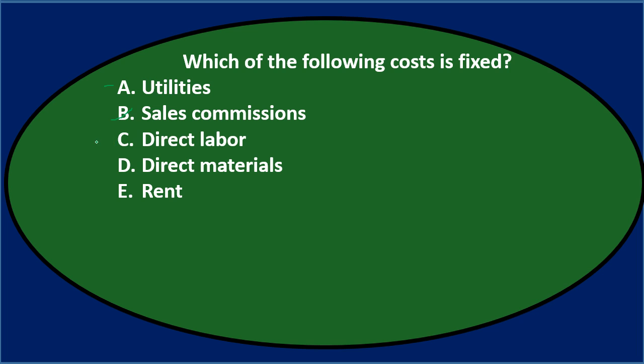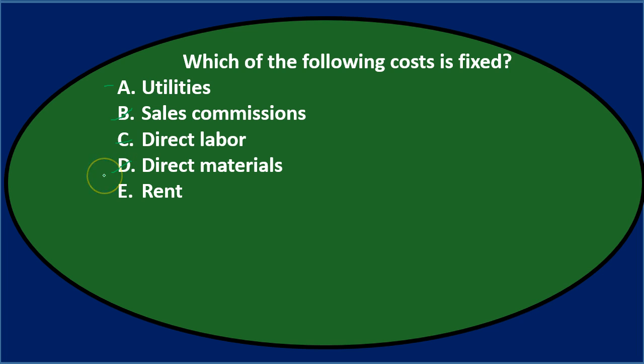C, we have direct labor. Now, direct labor is something that we would consider to be variable. We usually consider that to be an hourly type rate or something that we're going to say is changing with the level of production. And then we have the direct materials. Again, that would be the most variable thing that we would typically think of, the materials that are going to go into the production. So we're going to say that that's going to be variable.